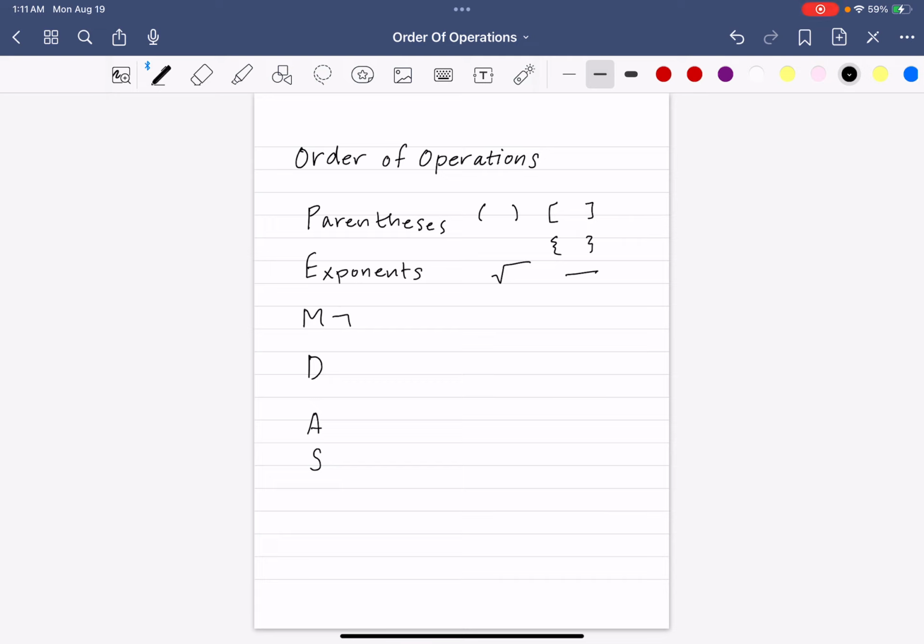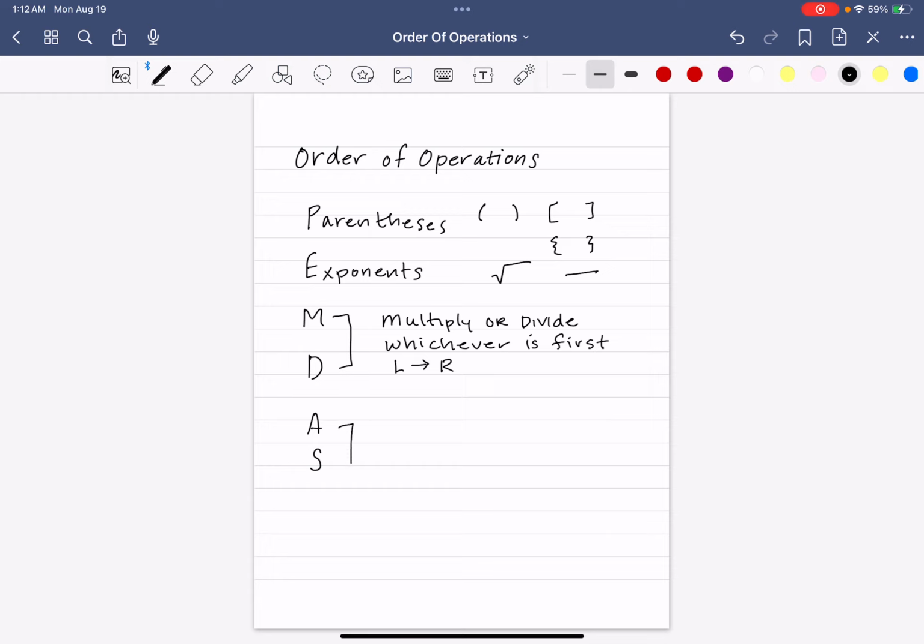The M and the D, now that can be misleading. It's not multiply then divide. It's multiply or divide, whichever is first, left to right. So multiplication and division have the same priority, so you have to take them in order from left to right.